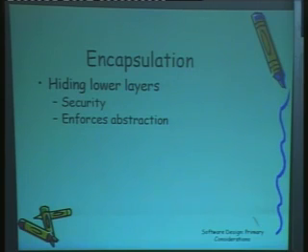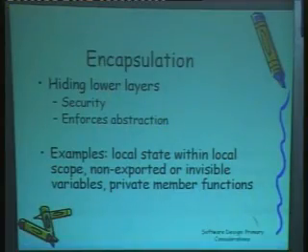Encapsulation talks of hiding lower layers. This is for security and also for enforcing the abstraction. You hide lower layers on top of the higher level. Examples of encapsulation are local state within local scope, non-exported or invisible variables, private member functions in your classes in your object-oriented programs. So encapsulation is manifested.